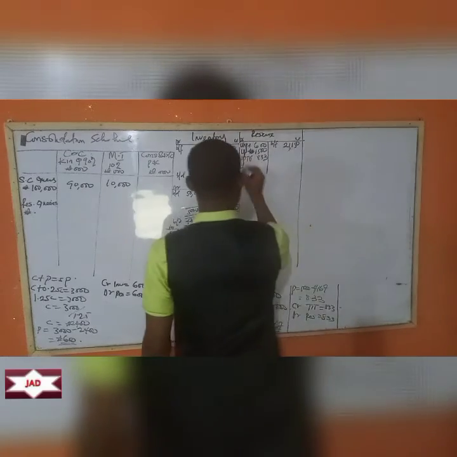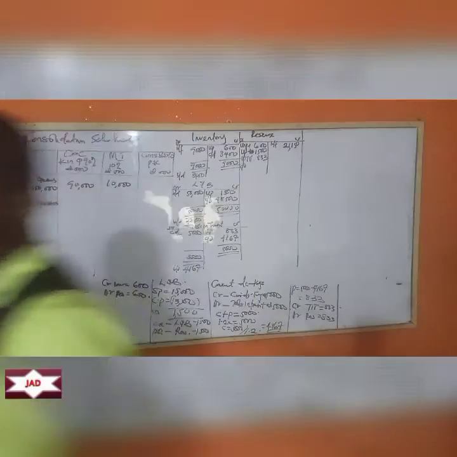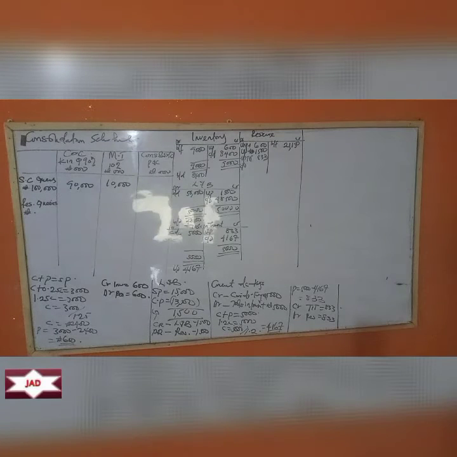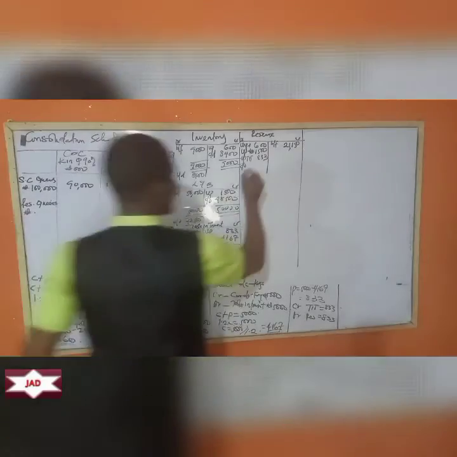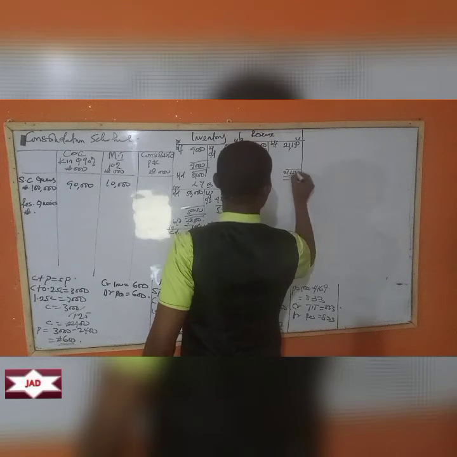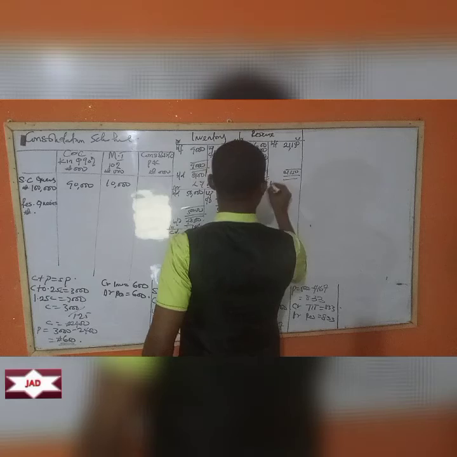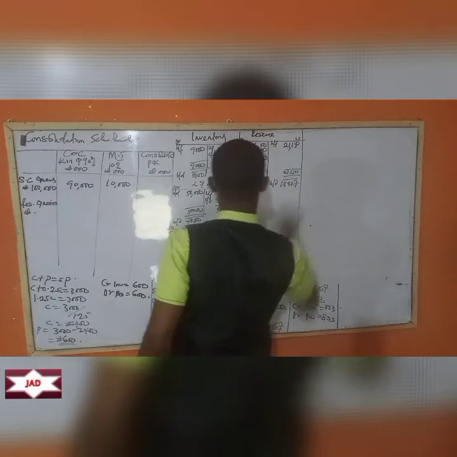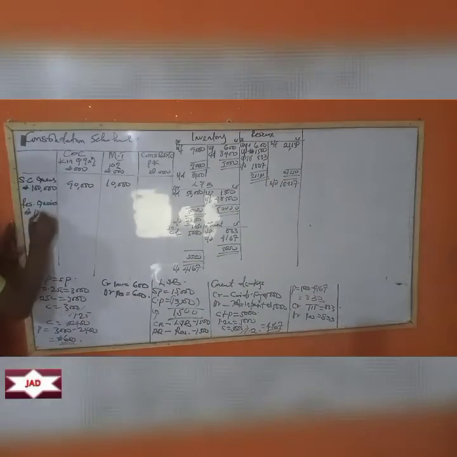So what's the new balance? 21,150 minus 600 minus 1,500 minus 833. What do we have? 18,217. So the new balance is 18,217, and our reserve here is 18,217.